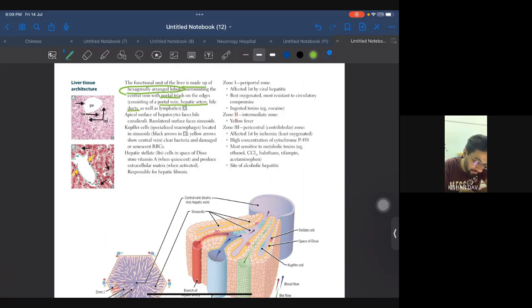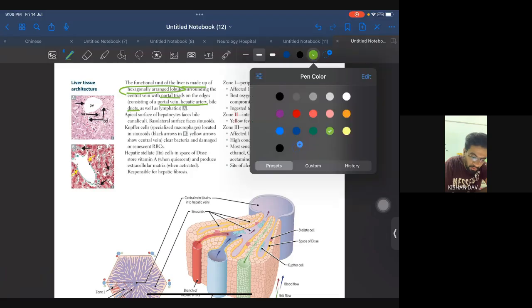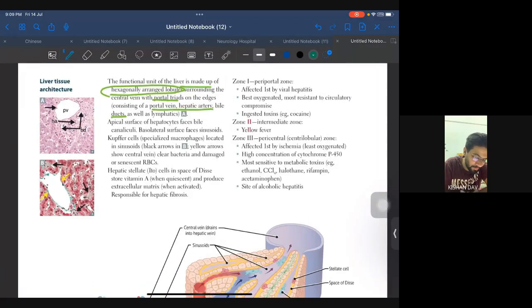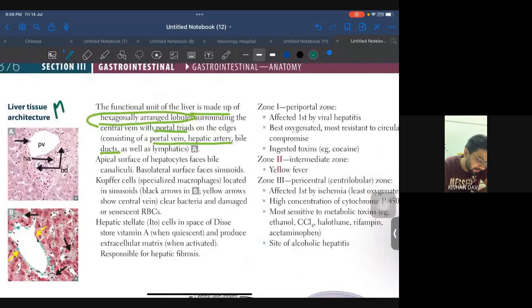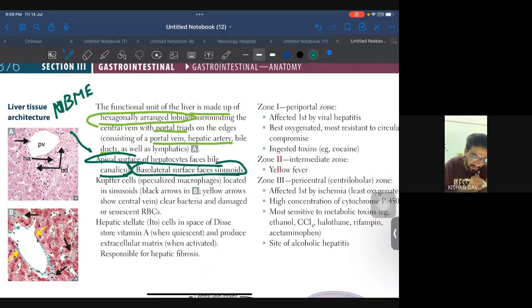And what else you need to remember is, yeah, this small information they gave me in the exam. This question wasn't asked in the UL, but I think NBME had it. And in the exam also they asked me. Apical surface of hepatocyte faces bile canaliculi. Basolateral surface faces sinusoid. Okay, they asked this question. So this has become high yield.